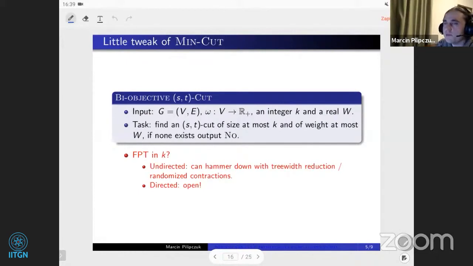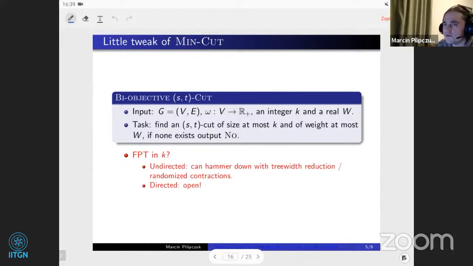If you start thinking about making it FPT in k in undirected graphs, you can use the framework of randomized contractions. I haven't spoken about this framework yet; it will be later in this course, so it may be a good exercise for you to solve this problem using randomized contractions. You can do it, but it's actually quite complex. There's quite a complicated solution. You can employ this entire framework and work with it.